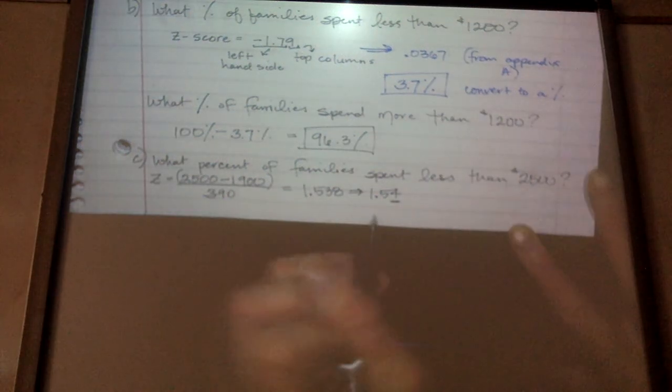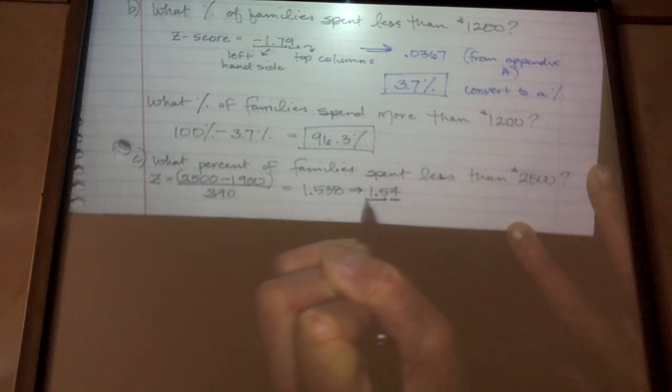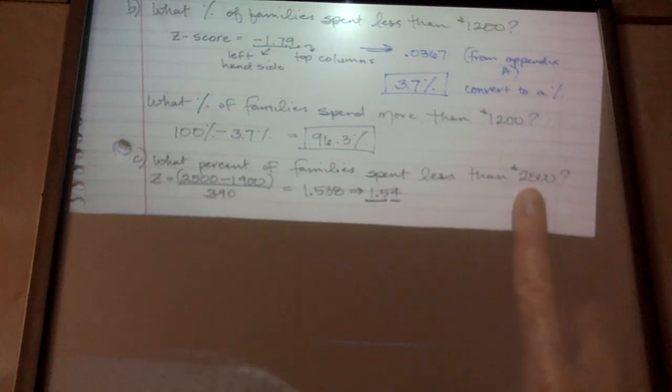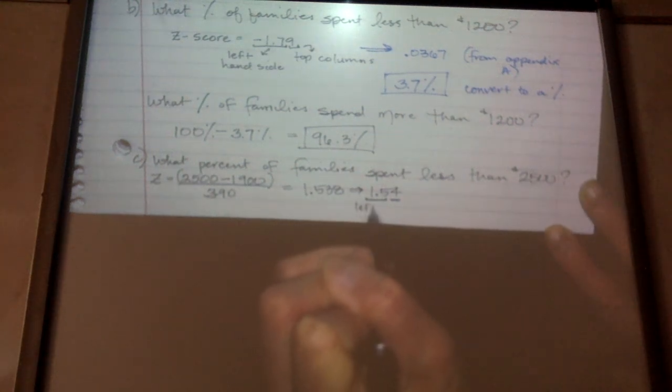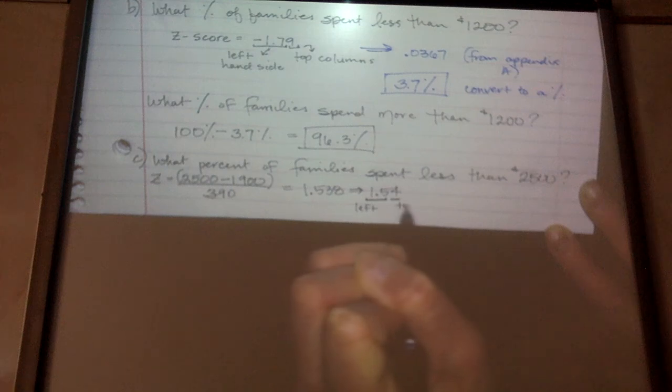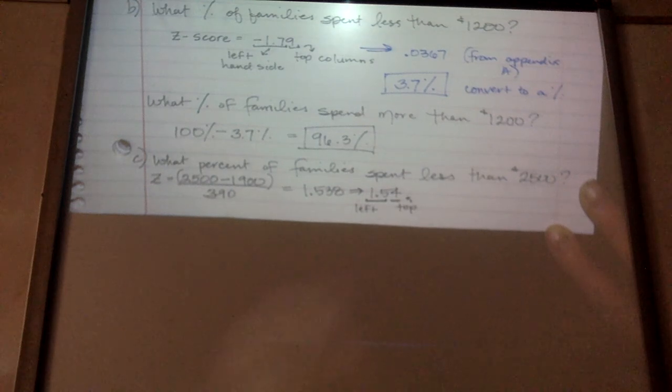So let's review the first two numbers, and notice this is positive because this value is greater than my mean. So remember, 1.5 is going to be on the left. The 0.4 is going to be at the top. Okay? So grabbing our table from page 718, notice page 719 is all the positive z-scores. So I'm going to go down to 1.5, and I'm going to go over to 0.4.